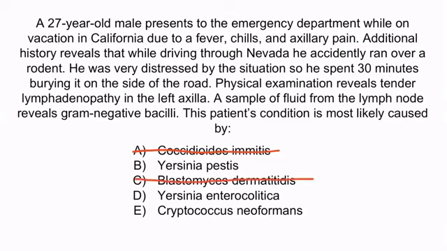D is incorrect because this is transmitted through dog feces, contaminated milk, and pork, and typically presents with gastrointestinal problems. Finally, E is incorrect because this is a fungal infection that's commonly transmitted through pigeon droppings and presents with neurological findings, not buboes. So again, the correct answer is B, Yersinia pestis. And with that, we've covered everything you need to know about Yersinia pestis and Yersinia enterocolitica.